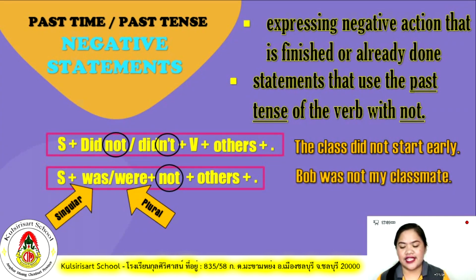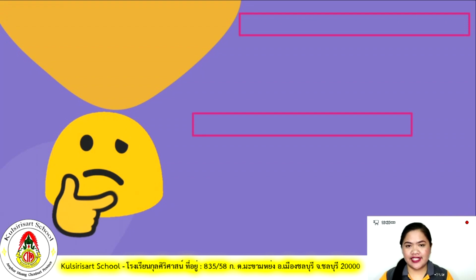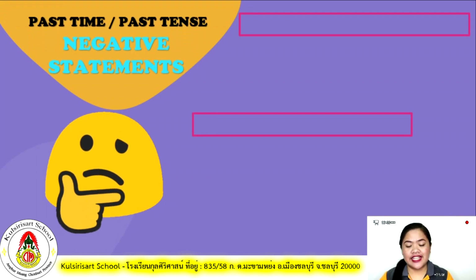Now we have here the example. Bob was not my classmate. Again, Bob was not my classmate. We have here the subject, which is Bob, was, which is the helping verb because Bob is only one, and then the word not, and then other, my classmate. Okay? So now, let's proceed to some further example sentences about the negative statements in the past time.